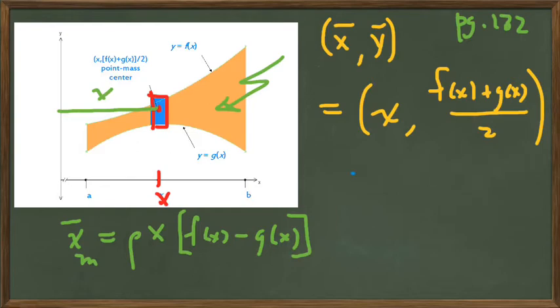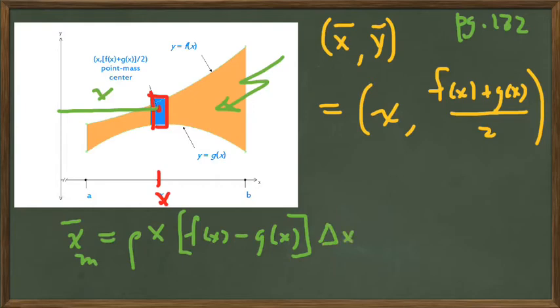Actually, let's slow it down just a little bit and do it like we did for point masses. So the x bar is going to be the rho times the sum of the x times the weight, which is f of x minus g of x, times the thickness. Go back here and put in, for this to be correct, we would need to put a delta x in here.